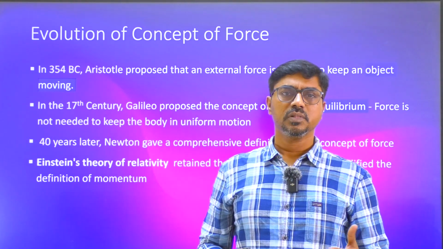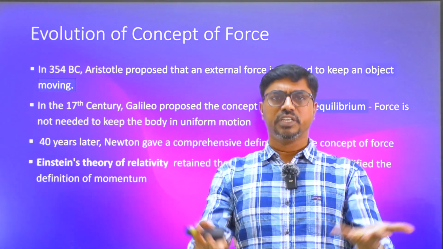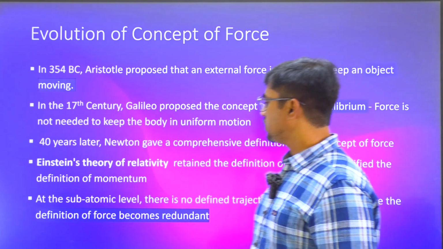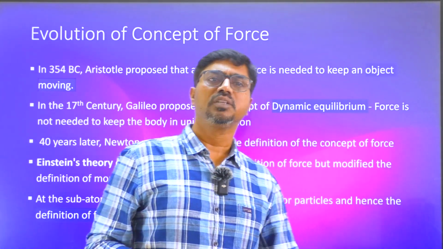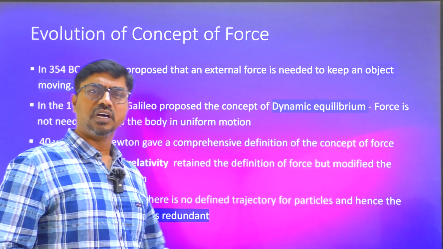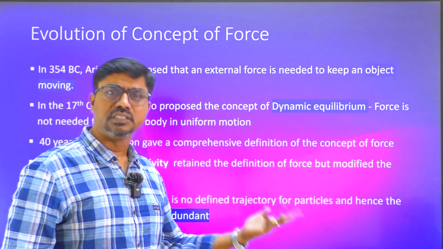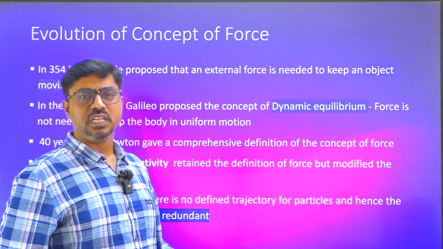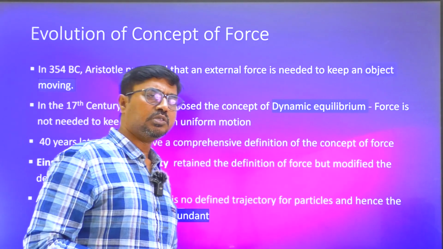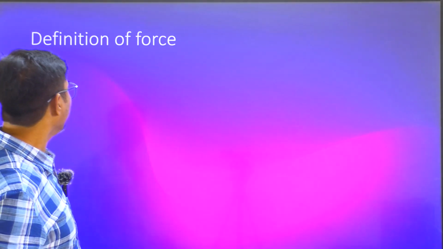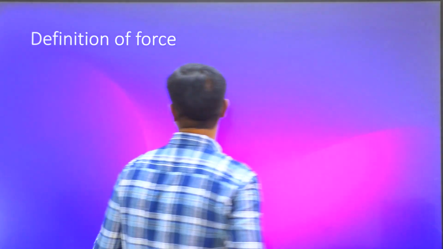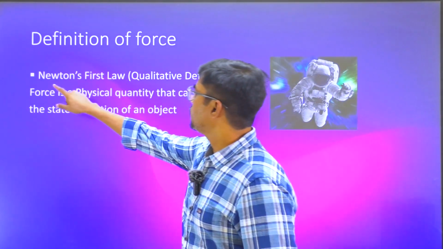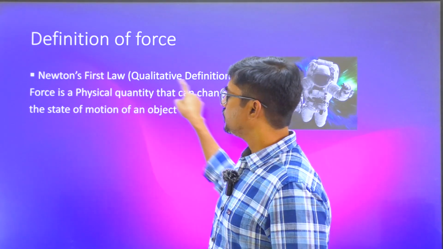Then Einstein's theory of relativity comes and says that gravitational force is not a force. In fact, it is a result of the curvature, the warping of space and time. And after that, when we go to the subatomic level, where we need to use quantum mechanics, there is no concept of velocity, acceleration, displacement at the quantum mechanical level, because everything is probabilistic there. So there, the idea of force itself becomes very redundant. That's the point. So now let us give a formal definition for force. Newton's first law gives the qualitative definition of force.